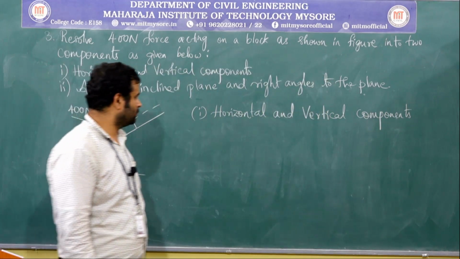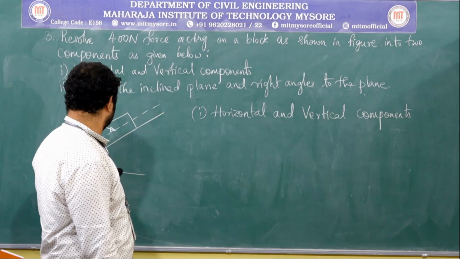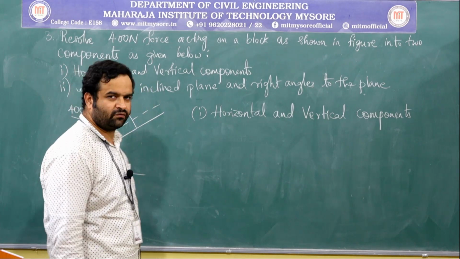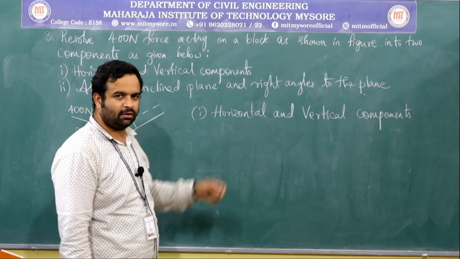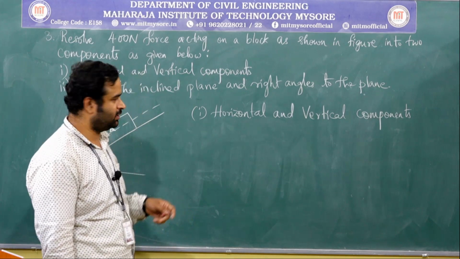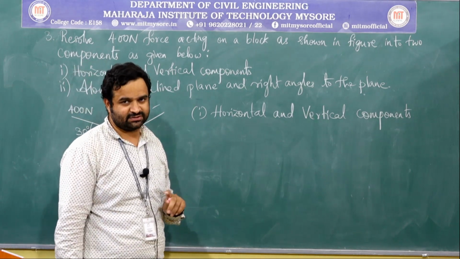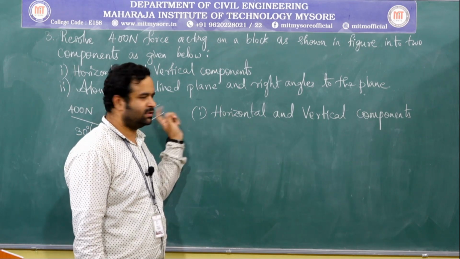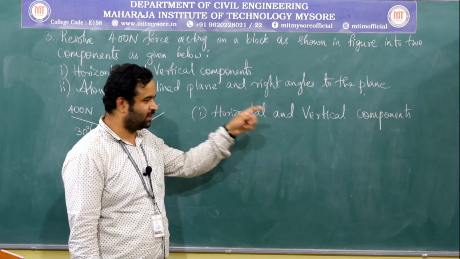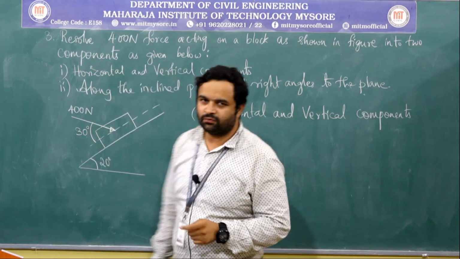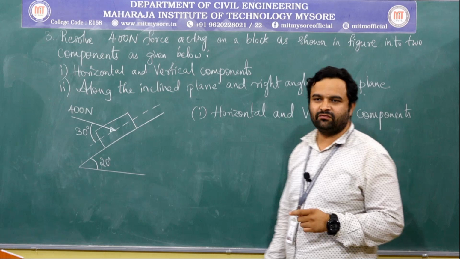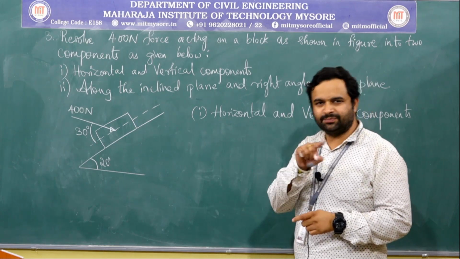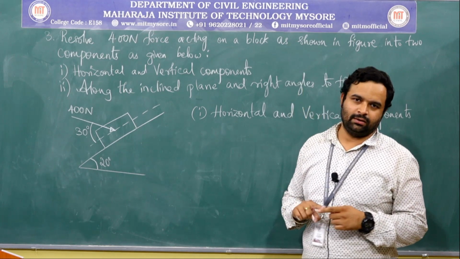Okay. Now, you need to find the angle of inclination with respect to the horizontal axis first. In order to resolve this 400 Newton force, to find its horizontal and vertical component, you need to determine the angle of inclination which that force is making with respect to the horizontal.